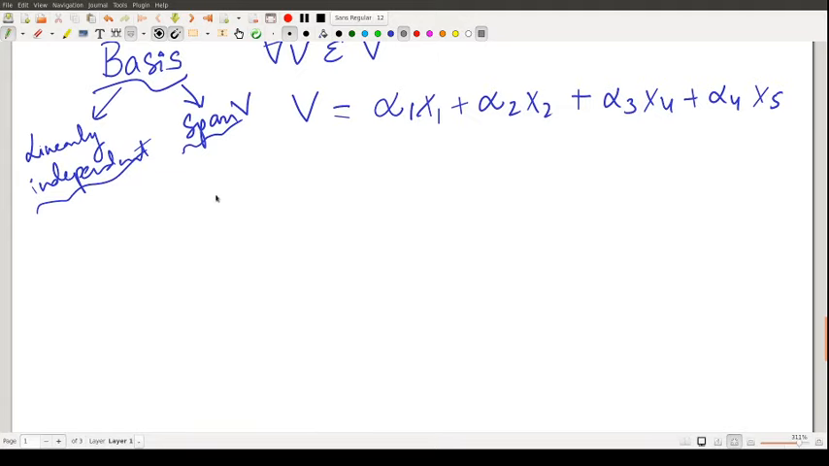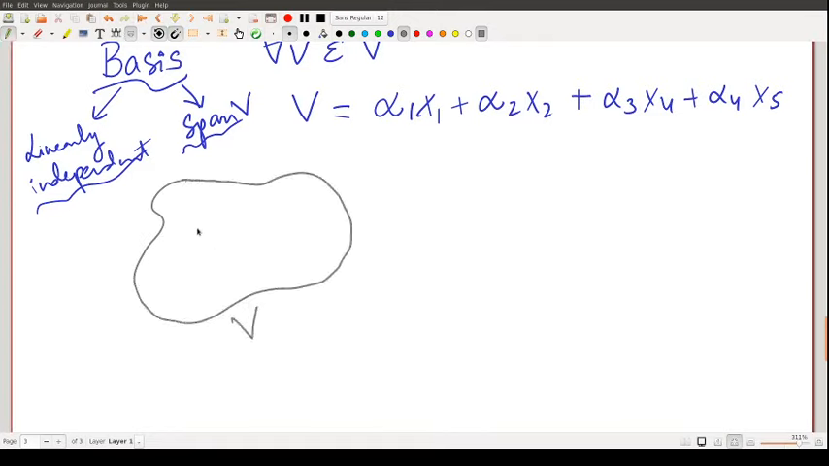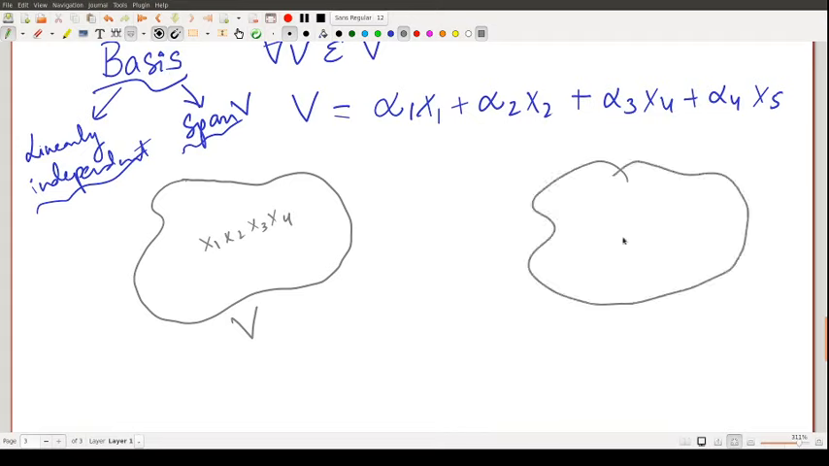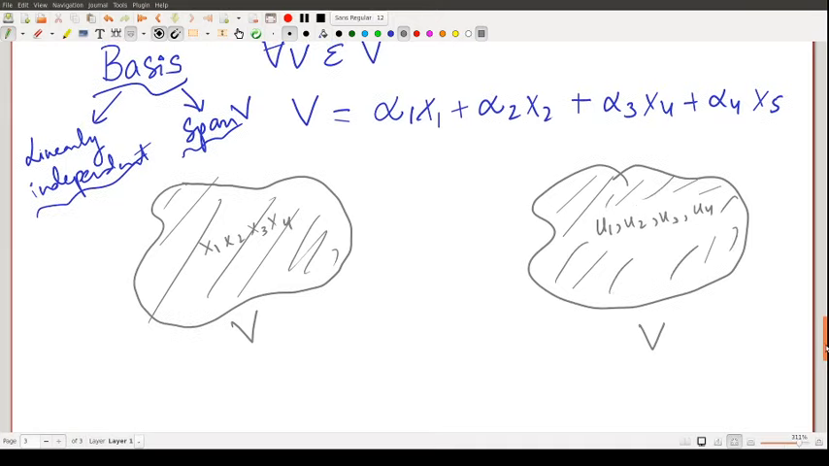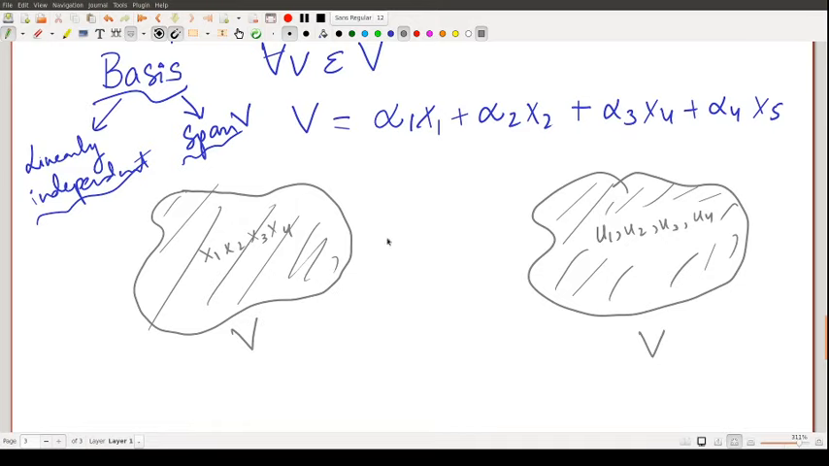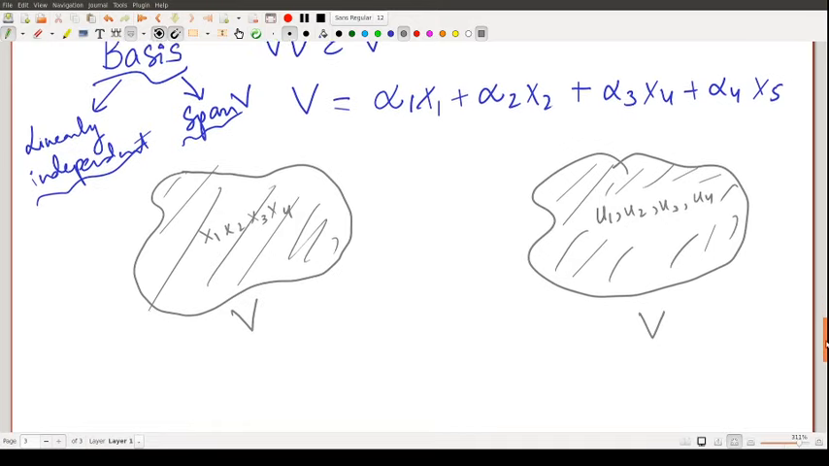So if you take x1, x2, let's suppose we had space V, and I started covering with x1, x2, x3, x4, this basis is not unique. I could even take some other set, u1, u2, u3, u4, and I can cover this. If I can cover it with these, there is possibly another basis set which can cover my entire space. So bases are not unique. You can take these 4 sets or these 4 vectors.